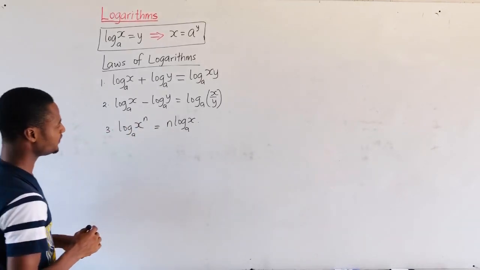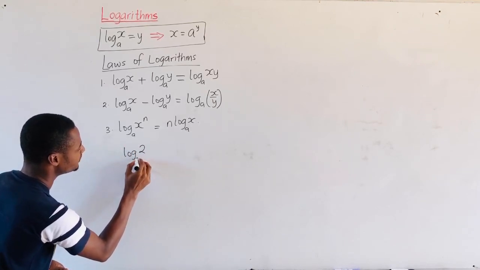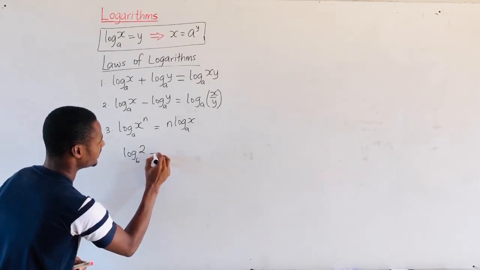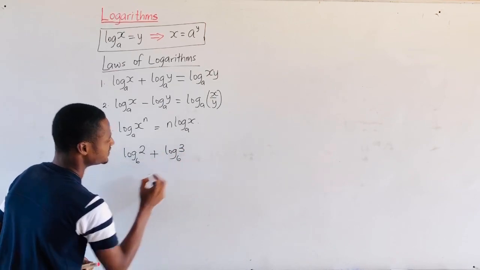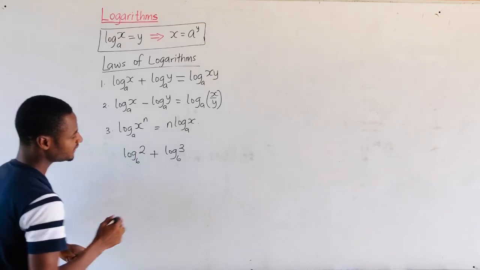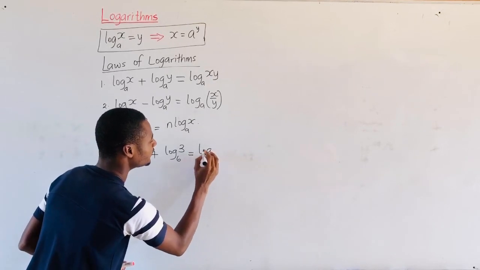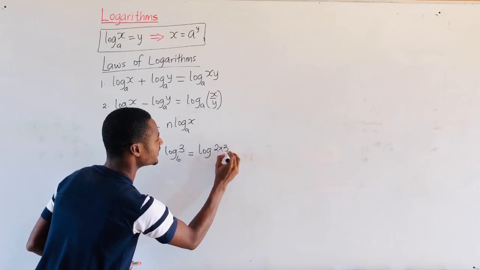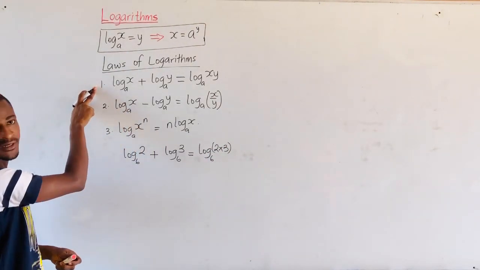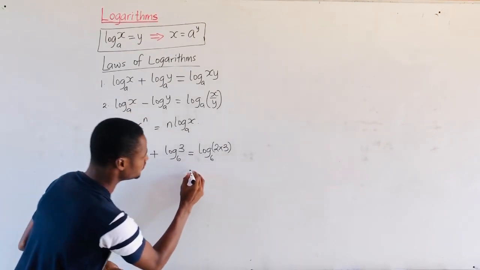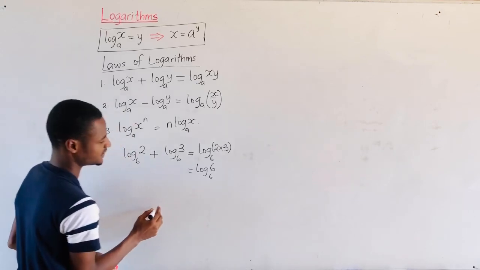So for an example, if we have log 2 to the base 6 added to log 3 to the base 6, then this can be expressed as log of 2 times 3 to the base 6 using the first law of logarithm. And then this will give us log 6 to the base 6.